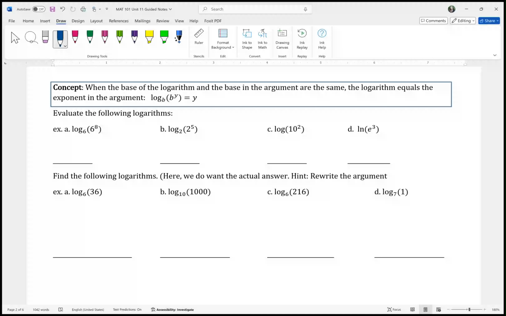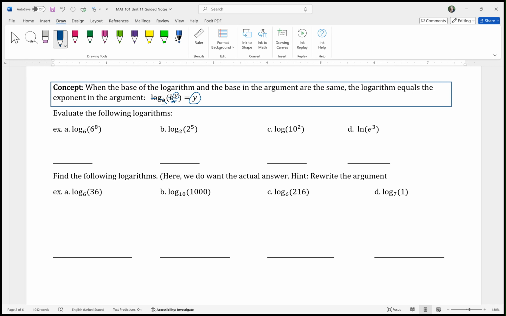Right, let's look at this concept: if the base of the log and the base of the argument are the same, what happens? Something special happens here, and that is that the exponent of the argument becomes the answer. It's almost like this log base b and this base b cancel each other out, and you're just left with the exponent. Really quickly, let's look at some of these examples. So again, if the bases are the same, the answer is the exponent.